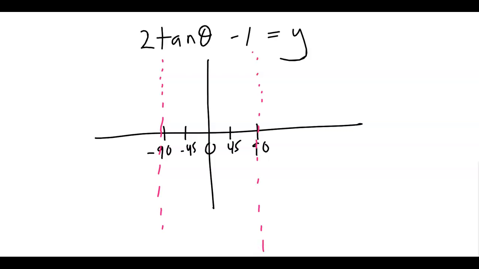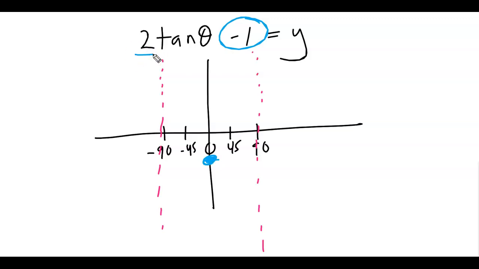Step 3 is to plot K at the middle angle. Plot the K value at the middle angle. So this is my K value, and this is my middle angle. Okay, so at that middle angle, I'm going to go down 1 and put a dot. So that's plotting K.